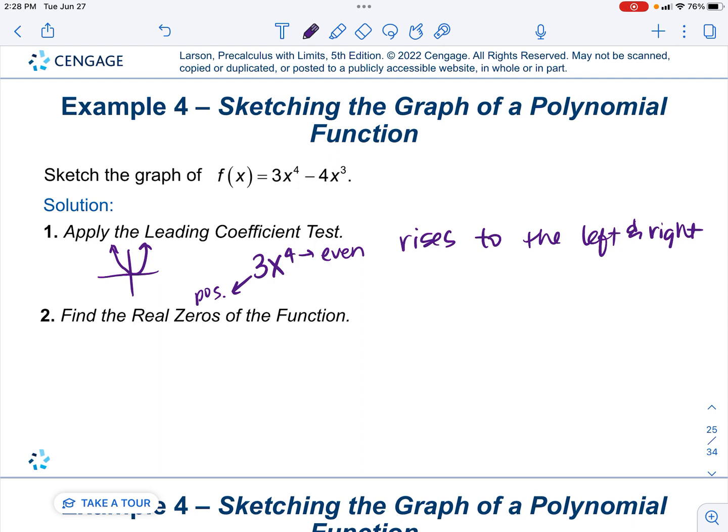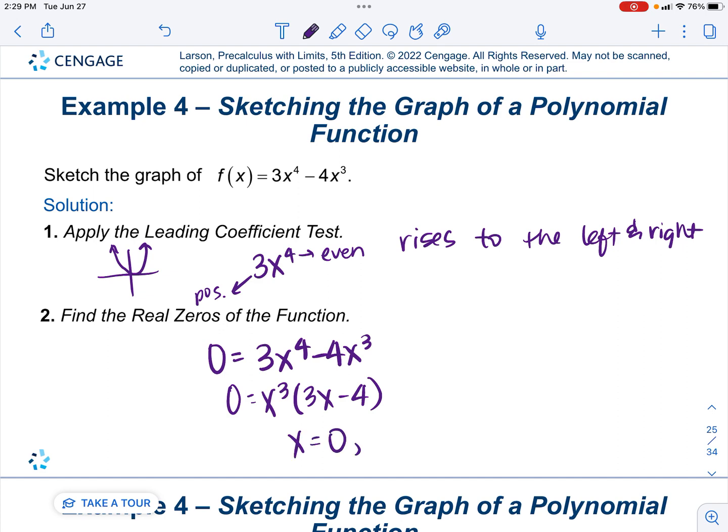3 is positive. The real zeros: we're setting it equal to 0 and solving. I'm going to try to factor this and see what happens. I'm going to factor out x cubed. So I get 3x minus 4. Looks like x is going to be 0 and 4/3.